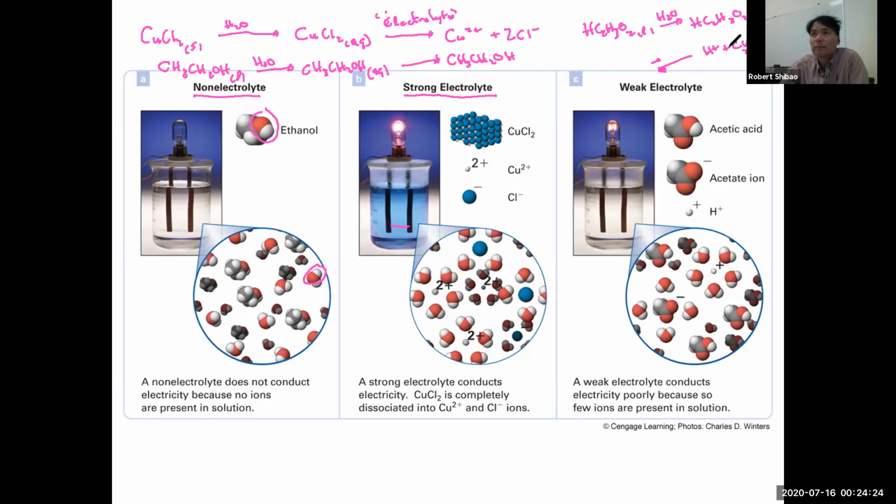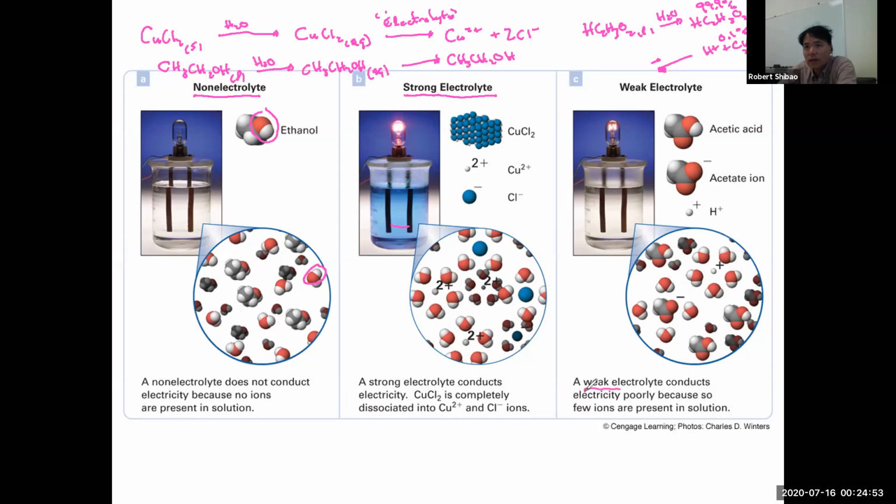Here we get a small amount breaking apart. In fact, it's 99.9% intact molecules and less than 0.1% broken apart. And so that creates a small fraction of ions. That small fraction of ions can dimly light the bulb. So you can see the bulb is not as bright here because there are fewer ions conducting electricity.